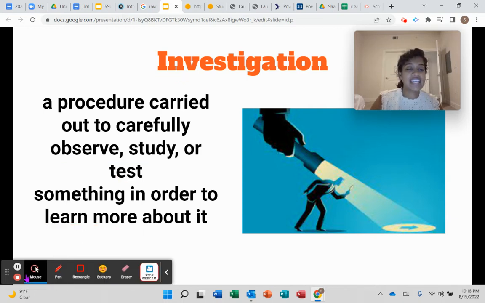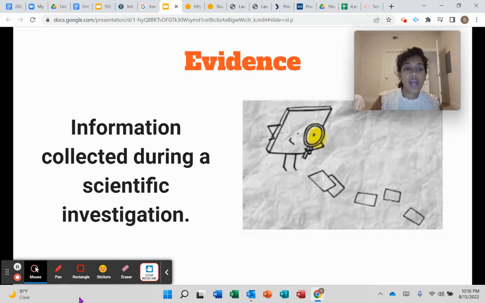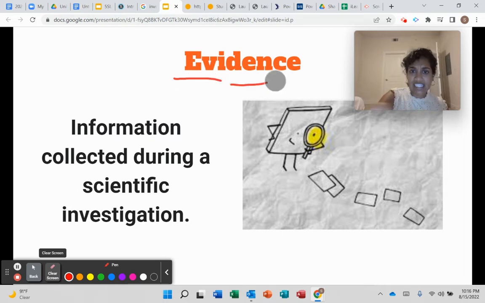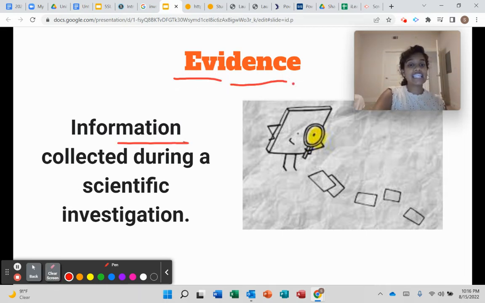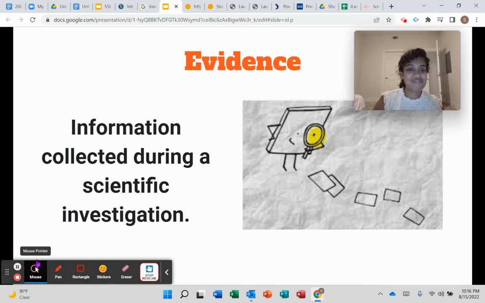All right. Now, let's go on to what is evidence. Evidence is information collected during a scientific investigation. So, the information that we have when we're investigating, when we're being detectives, is called evidence. So, we want to use evidence in our scientific investigations. That's the information that we collect.